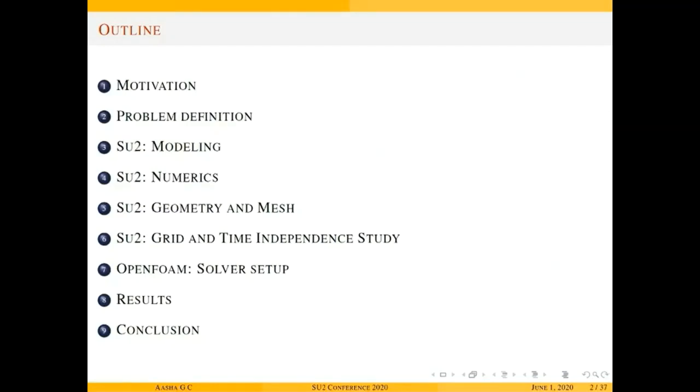This presentation is a brief overview of our work over this past year, containing our motivation, problem definition, SU2 modeling, numerics, geometry and mesh, grid and time-independent study, OpenFOAM solver setup, results, and conclusion.